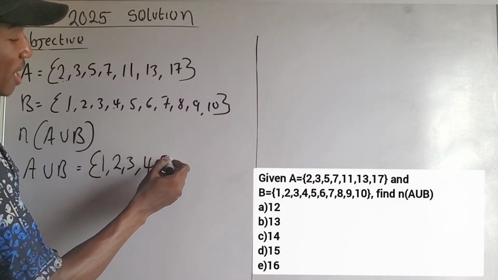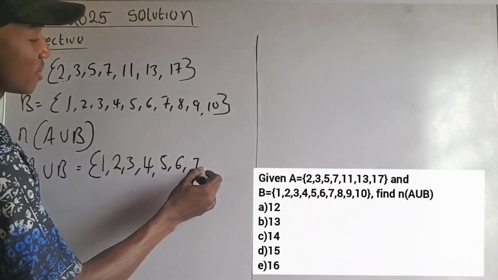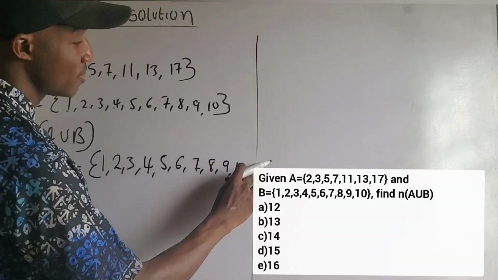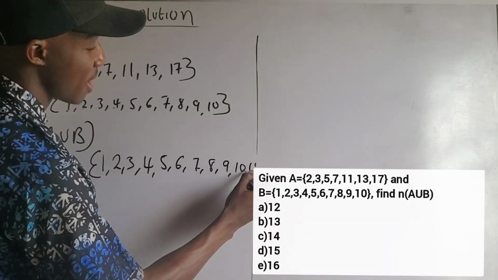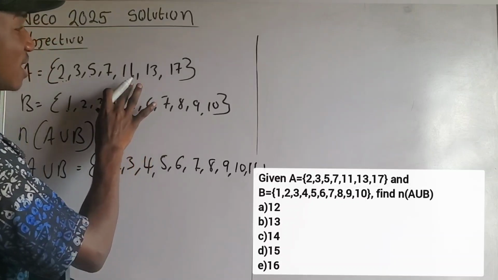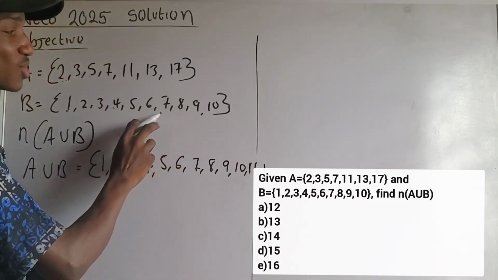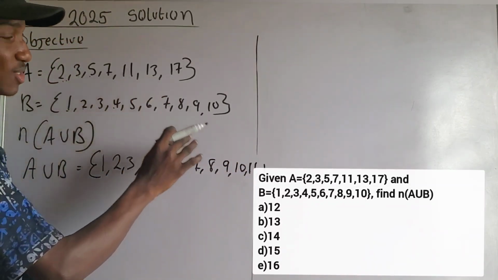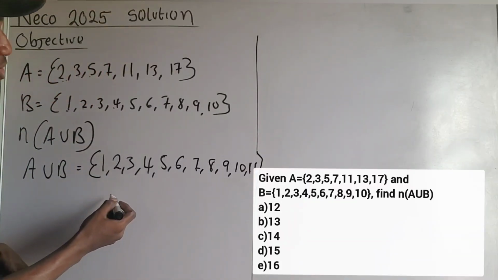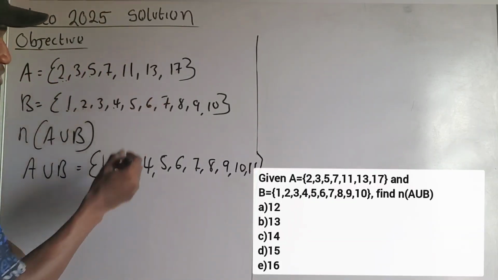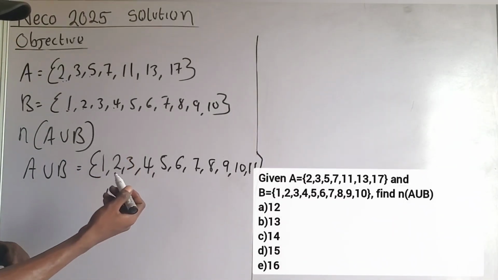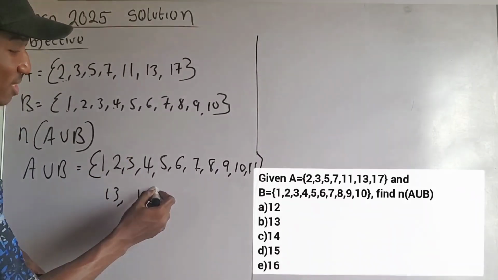5 is part, 6 is part, 7 is part, 8 is part, 9 is part, 10 is part, 11 is part. 12 is not part, because 12 cannot be found in any of the sets. You understand? 12 cannot be found in any of the sets. So 12 is not part. What of 13? 13 is here. So I'm going to have 13. What of 14? 14 is not there. 15 is not there. 16 is not there. 17 is there. So I'm going to have 17 here.